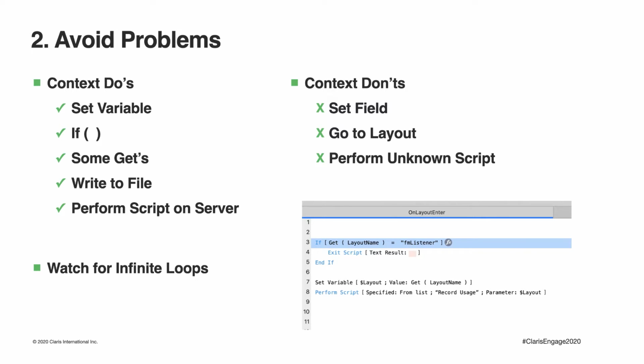So you can't use any set fields or go to layouts. You can't perform any other unknown script. You've got to think very carefully about that specific collection script. Inside of it, you should feel pretty free to set variables. You should be able to build if statements. You can fire some gets in there like get layout name and get account name and get some other things.